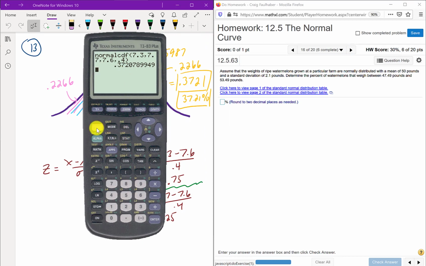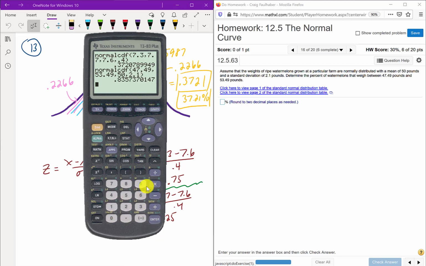So I'm going to again hit second and this button here so that I get this distribution option. We're going to use normal CDF. I'm going to hit enter on that. The first thing that we're going to enter is the lower limit on the number of pounds for these watermelons. That's 47.49. Then we're going to enter the upper limit, that's 53.49. Then we are going to enter the mean, which is 50 in this case. And finally, we're going to enter the standard deviation, which is 2.1.